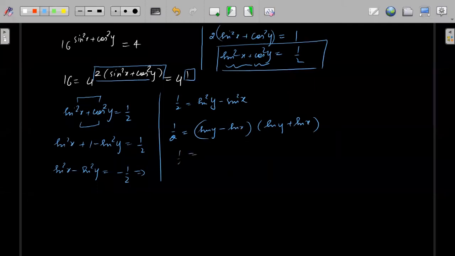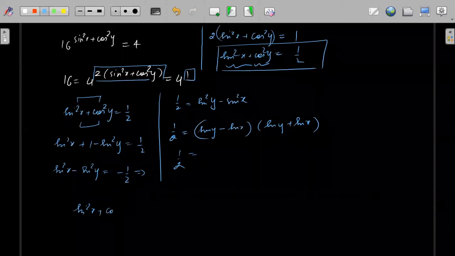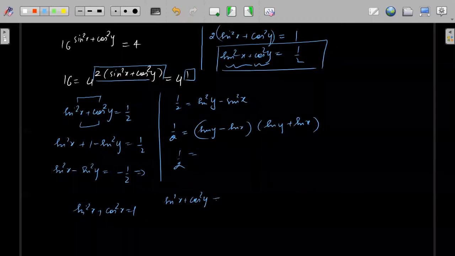Now what will this become? 1 by 2 to sine y minus sine x. Why I don't take cos x plus, because sine square x plus cos square x is equal to 1. Sine square x plus cos square y is not equal to 1 always. Did you understand?